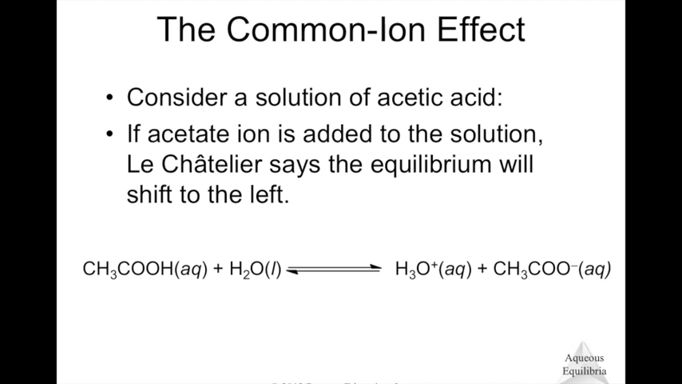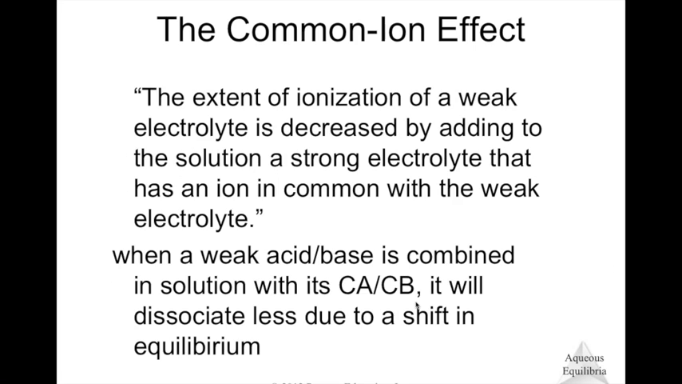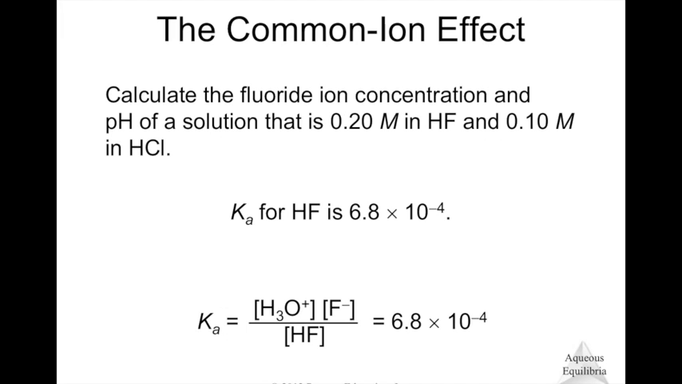If you think of this example here with acetic acid, where you have acetic acid and water creating H plus and the acetate ion, if we were to add more acetate ion to the solution, Le Chatelier's principle says that the equilibrium would then shift back to the left to try to consume some of this and restore equilibrium. So that's going to affect the amounts that dissolve. If a weak acid or base is combined in a solution with its conjugate acid or conjugate base, it will dissociate less because the equilibrium is shifting back to the left.